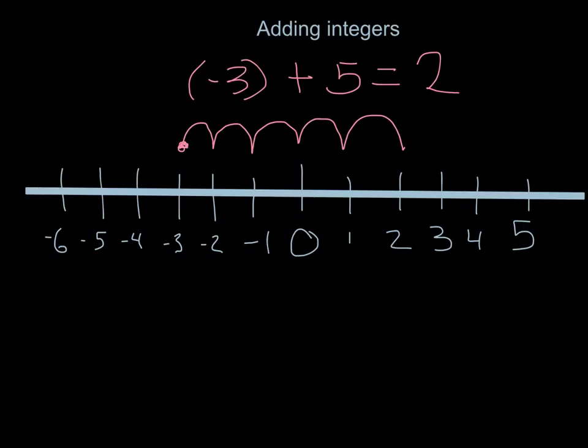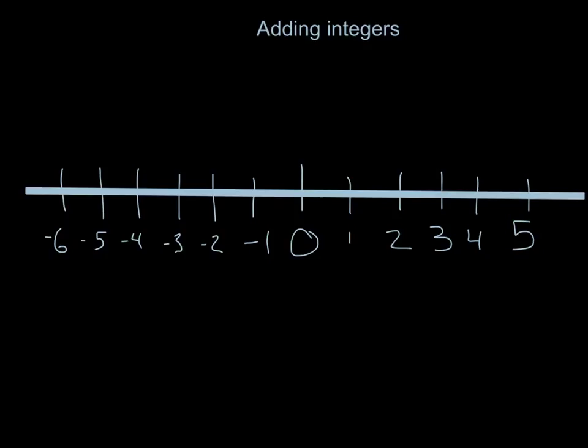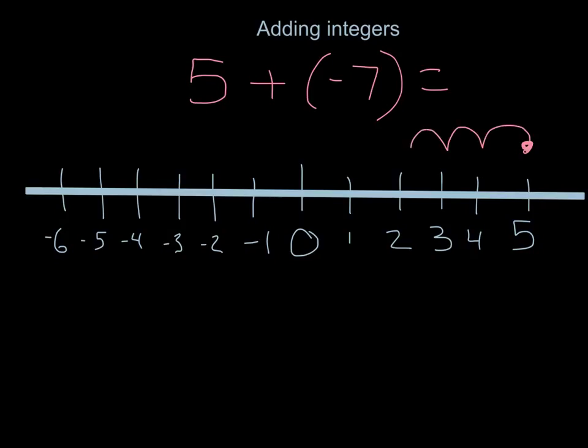So let's try another one. Now, let's say we start at 5, and then we add a negative 7. See if you can think about in your head what it would be and why it would be that. So let's start at positive 5. Now we want to add a negative 7, so we're going to move in the negative direction. 1, 2, 3, 4, 5, 6, 7. So you can see my final answer is negative 2.